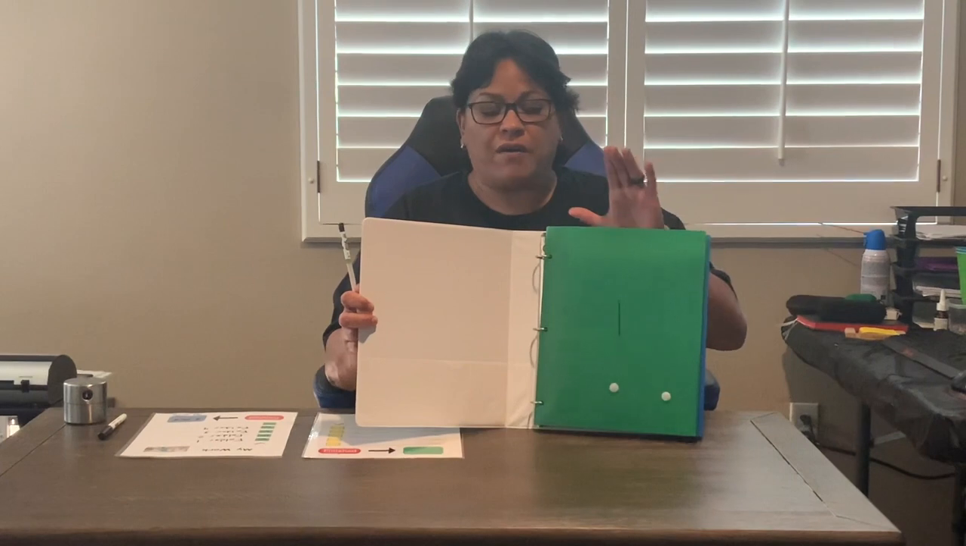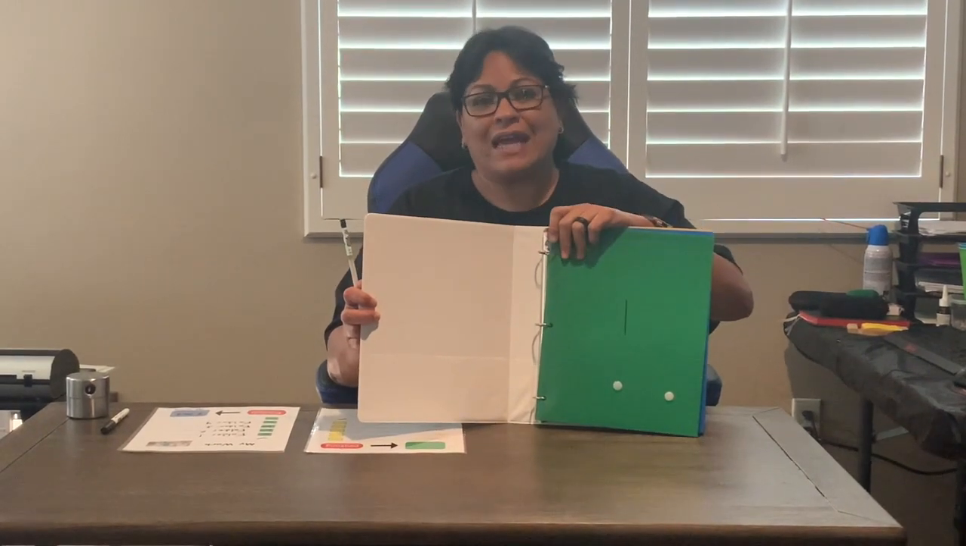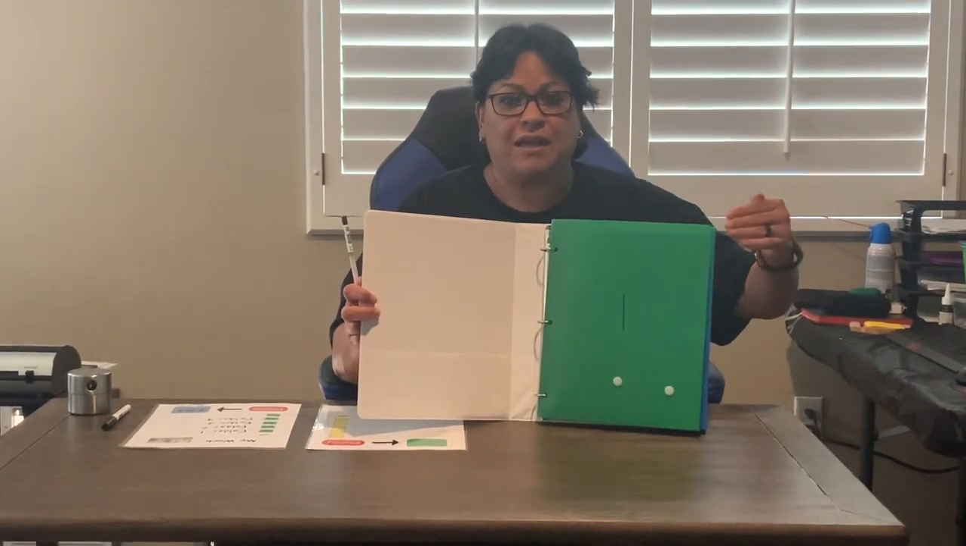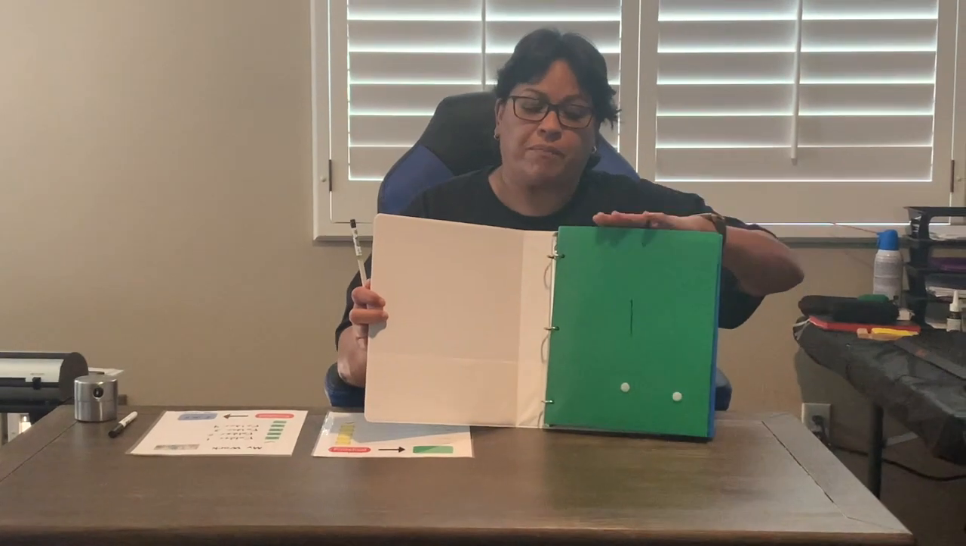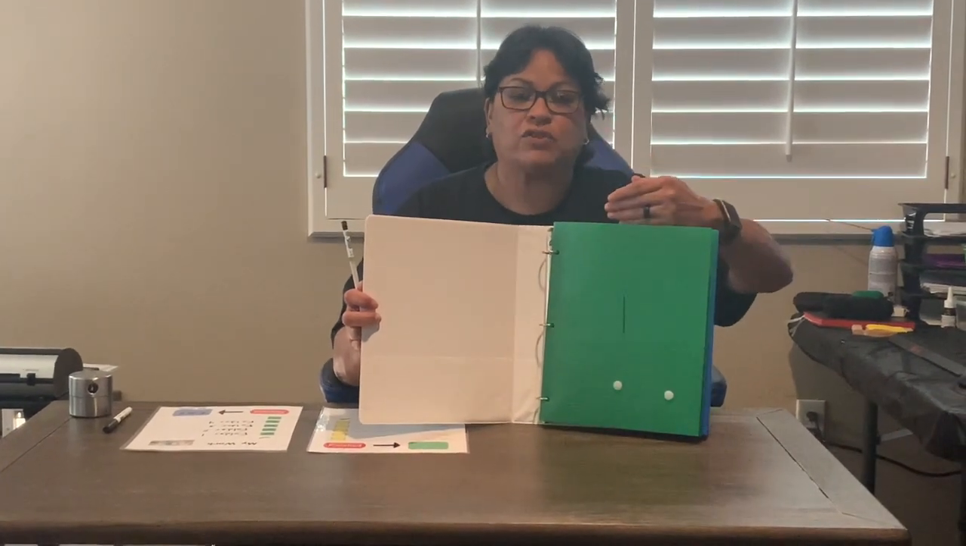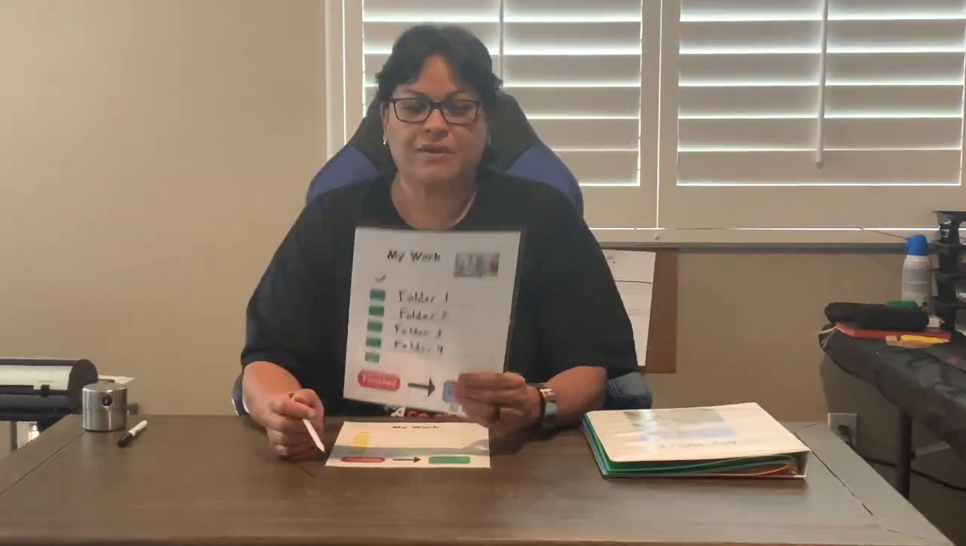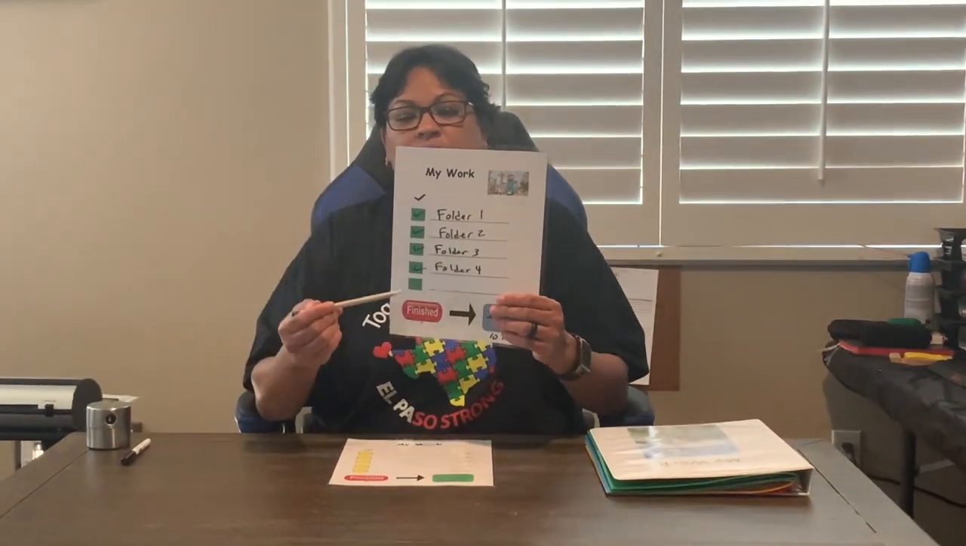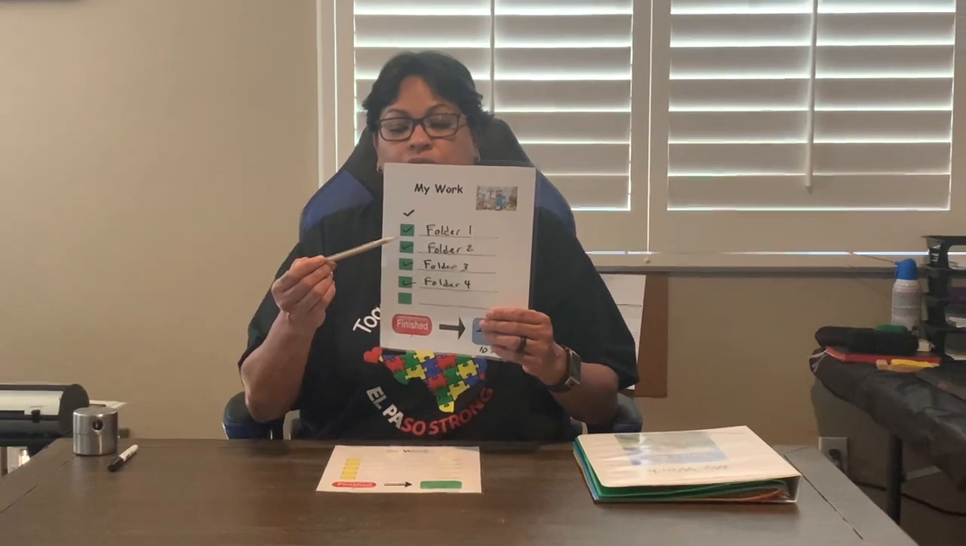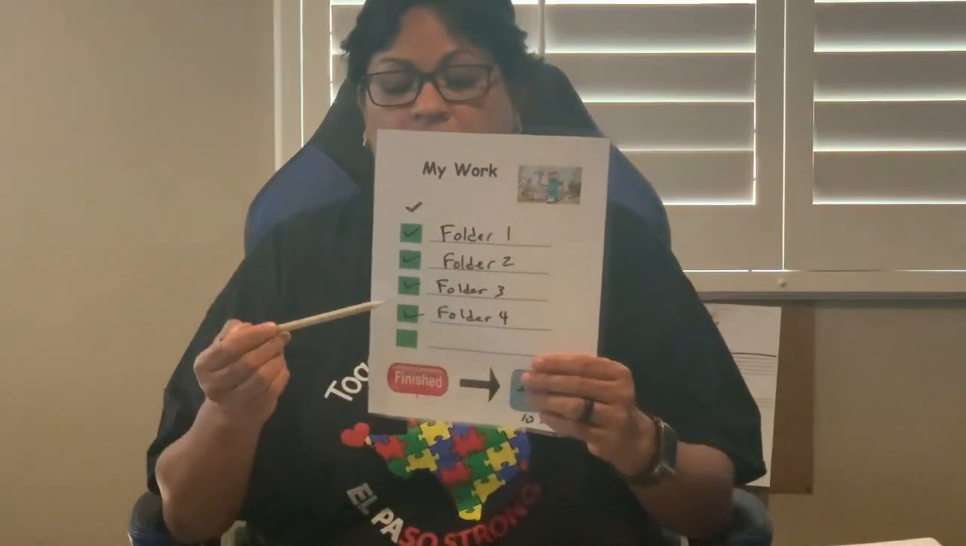If they're having a very hard time completing one lesson, you can break up the lesson into different parts and put lesson 1 divided into 4 different parts. That's the way that would work, okay? So when they're finished, this is what it looks like. That's folder check 1, 2, 3, and 4.